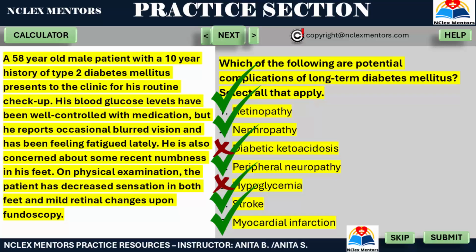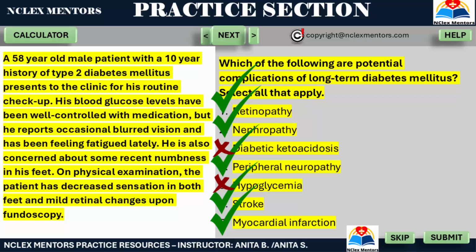Select all that apply. Option 1. Retinopathy. Option 2. Nephropathy. Option 3. Diabetic ketoacidosis. Option 4. Peripheral neuropathy. Option 5. Hypoglycemia. Option 6. Stroke. Option 7. Myocardial infarction.